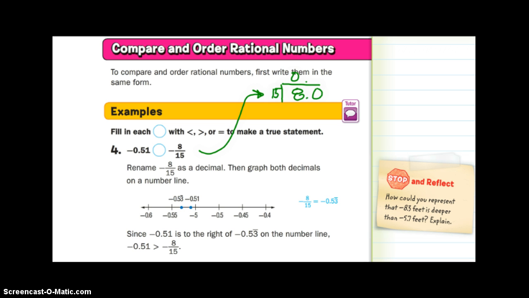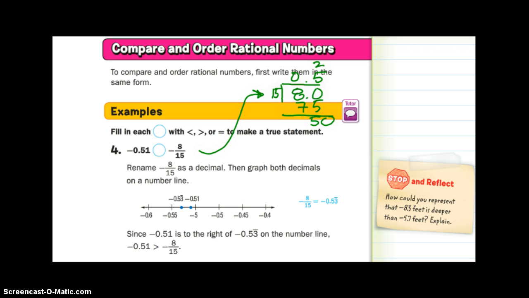15, however, goes into 80 5 times. 5 times 5 is 25, carry your 2. 5 times 1 is 5 plus 2 is 7, so 75. We subtract and we get a 5. So now we know that we're looking at 15 going into 50.